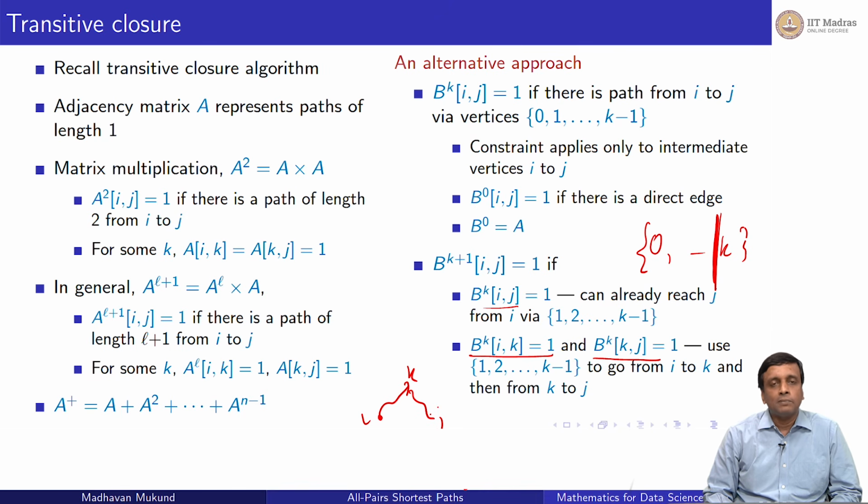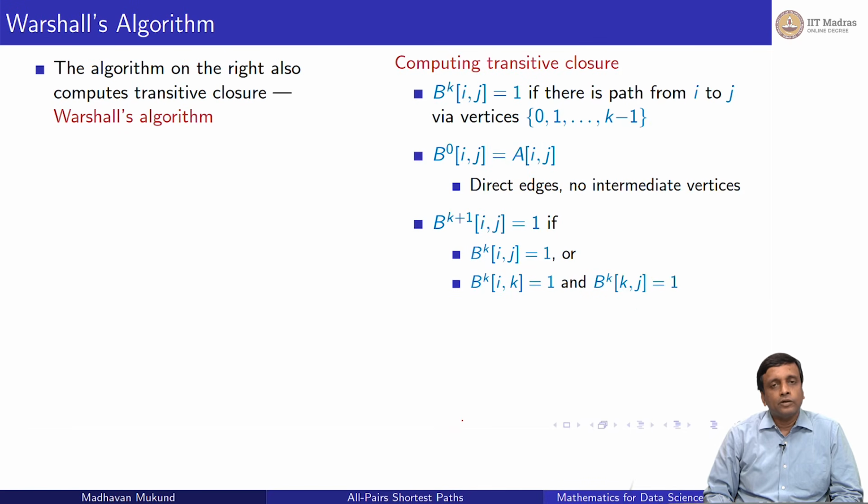So I say that b_{k+1} of i,j is 1, either if it is already 1 in b_k, so b_k of i,j is 1 means I don't need k, or I go to k explicitly, in which case I go from i to k using vertices up to k minus 1, and then I go from k to j using vertices up to k minus 1. Right? So this gives me the inductive calculation, and this is a different way of calculating the transitive closure. So this particular algorithm is the more standard algorithm that you see in books, and this is called Warshall's algorithm.